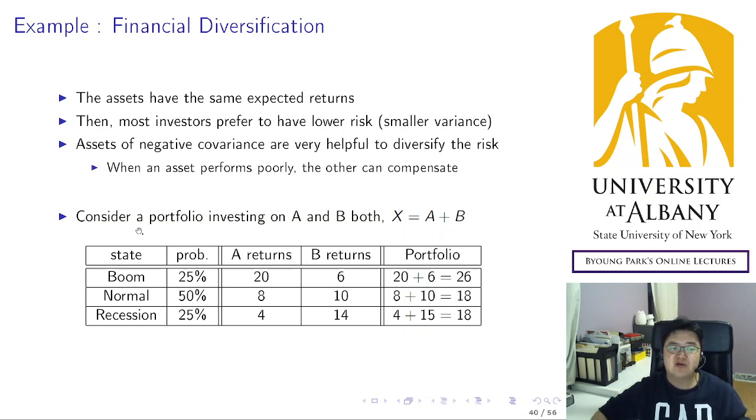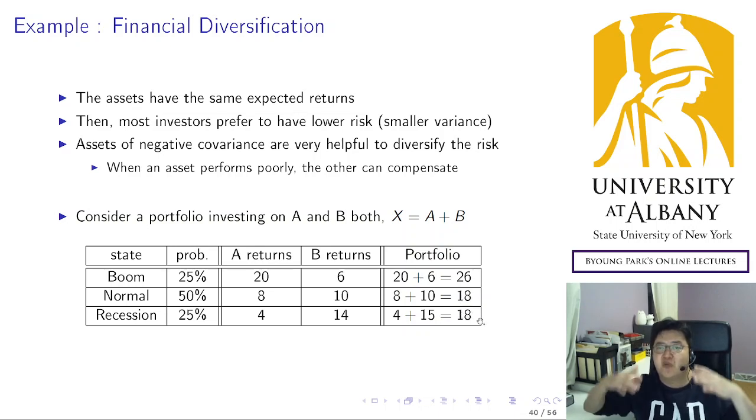So what we are going to do is think about an experiment like this. We will consider a new portfolio investing in both A and B. Simply, I will write X as A plus B. You buy one stock from A and another stock from B. The dividend from A can be 20, 8, or 4, and the dividend from B can be 6, 10, or 14. So your total dividend from your portfolio is 26, 18, and 18, depending on the state of the market.